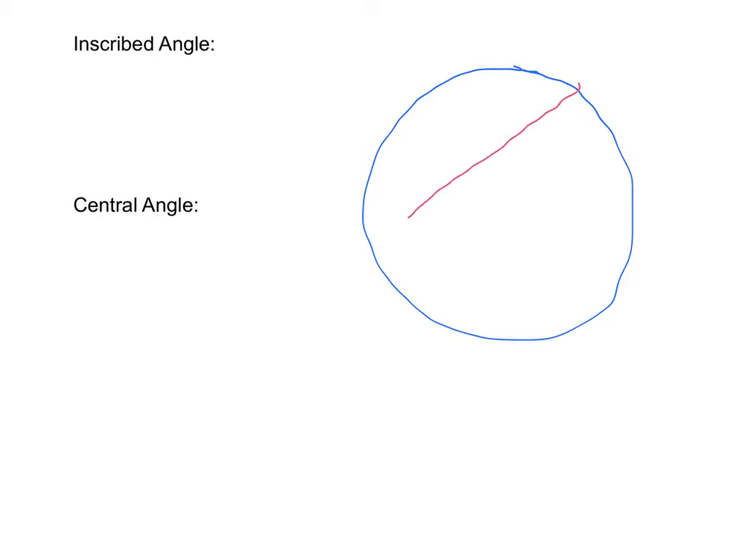So an inscribed angle is going to be the angle between 2 chords. Essentially, it's made of 2 chords that share an endpoint. So if we have one chord here and one chord here, and they share this endpoint right here, this is an inscribed angle. And then a central angle is a little different.